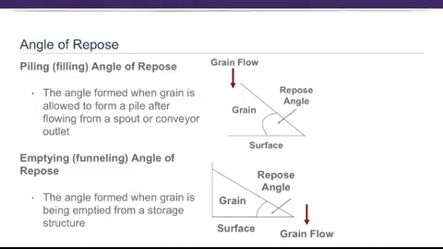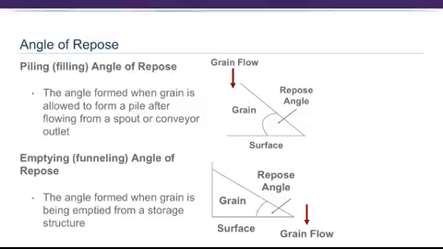There's several different types of angles of repose, two different types. One is for piling or filling. That's the angle formed when grain is allowed to flow out of a spout or off the end of a conveyor and forms a pile underneath that. So the piling angle of repose is for that situation.